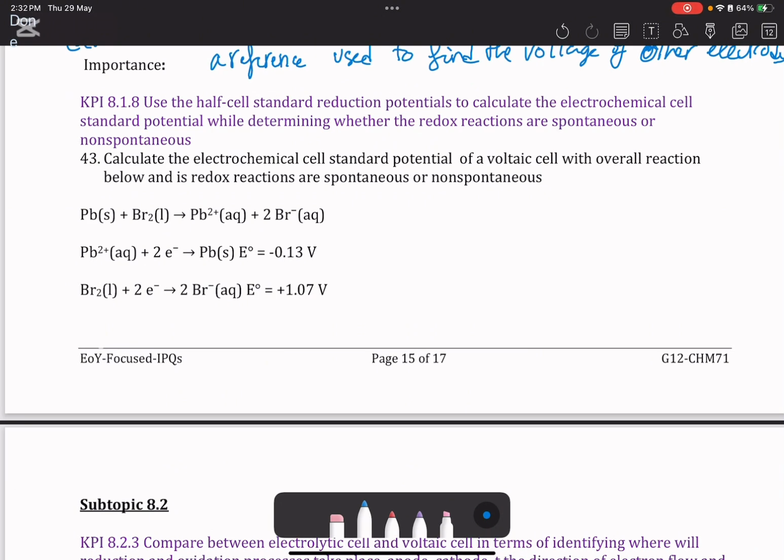Calculating the E cell. So calculate the electrochemical cell standard potential of a voltaic cell with an overall reaction. So I have E cell as a formula. It's the E cathode, which is given to you in the exam, minus E anode. Now let's look at the given. Here in the given, I see that lead Pb changed to Pb2 plus. So again, I told you the metal that changes into a solution is the anode.